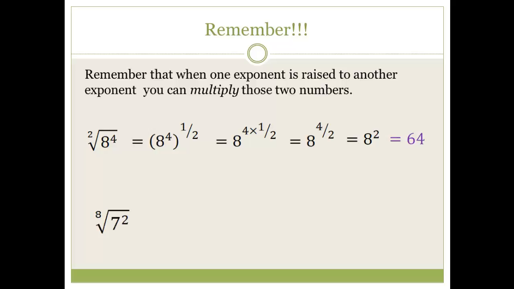Let's try another. The 8th root of 7 squared can be rewritten as 7 squared to the 1/8 power. We can then multiply the two exponents, which becomes 7 to the 2 times 1/8 power. After you multiply, you get 7 to the 2 over 8 power, which simplifies to 7 to the 1/4 power. Since we get an ugly decimal if we solve this expression, it's best to leave it in exponential form, so we are done.